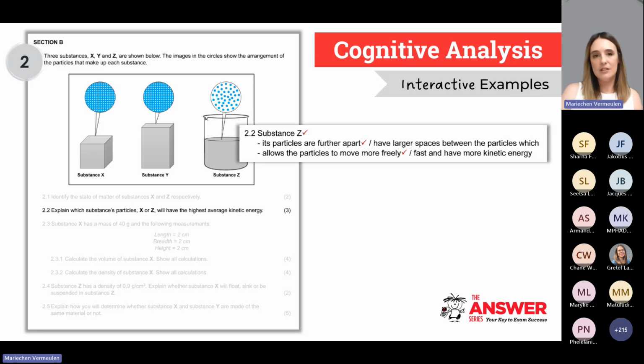Okay. Question 2.2. Explain which substance's particles, X or Z, will have the highest average kinetic energy. And here we have the answer, substance Z, because its particles are further apart, or they have larger spaces between them, which allows them to move more freely or fast, and therefore they have more kinetic energy.